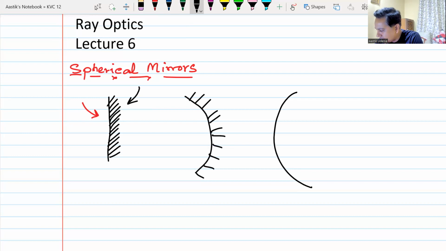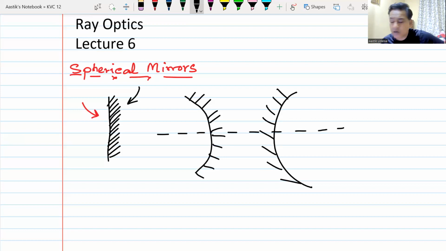Now, if I curve, if I draw this mirror like this, or if I draw it like this, this mirror now becomes a curved or a spherical mirror. I hope all of you understand this. Yes or no? Now here, same thing. The black surfaces are the painted surface, so that nothing goes on the other side. And the red ones are the ones which are used for reflection.